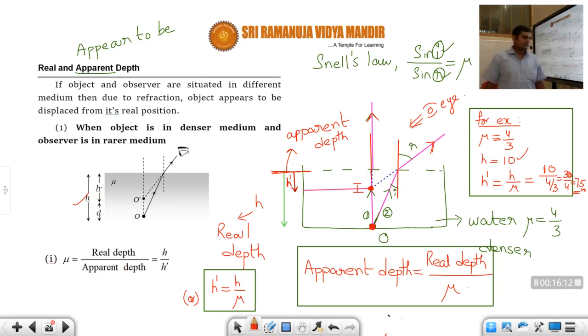Very interesting thing. Okay, if you want you can also observe it, you can see it practically also.